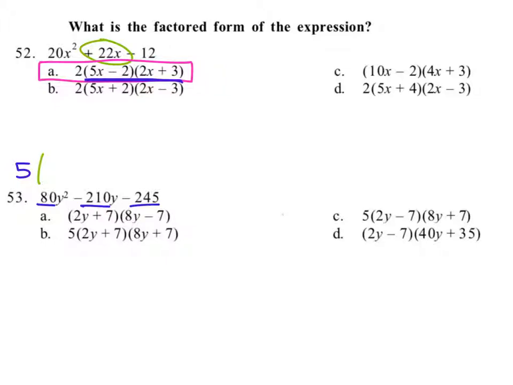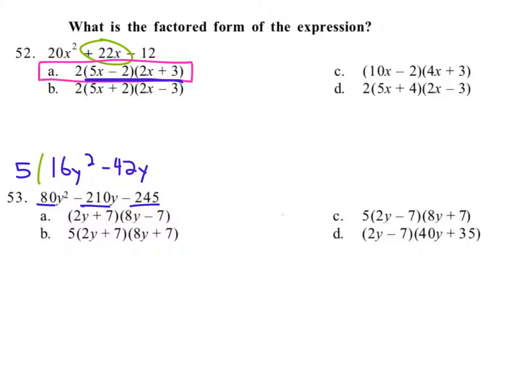And then what is 80 divided by 5? It's 16. Y squared minus, what is negative 210 divided by 5? Well, if I want to divide by 5, I can divide by 10 and then double it. Dividing by 10 is negative 21. Doubling it is 42. So 42y.